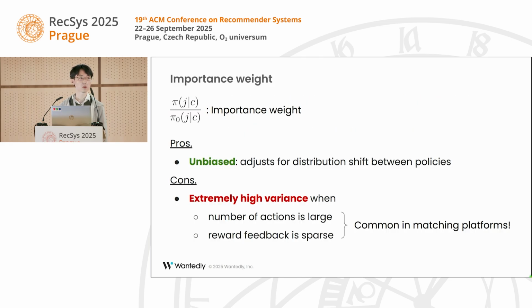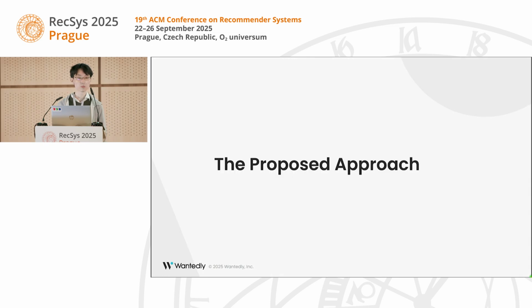Let's focus more on the importance weight used in IPS and DR. It is powerful because it is unbiased, but it often has extremely high variance, especially when the number of actions is large or reward feedback is sparse. Unfortunately, both are common in matching platforms. So we propose two novel estimators, DIPS and DPR, for matching markets.